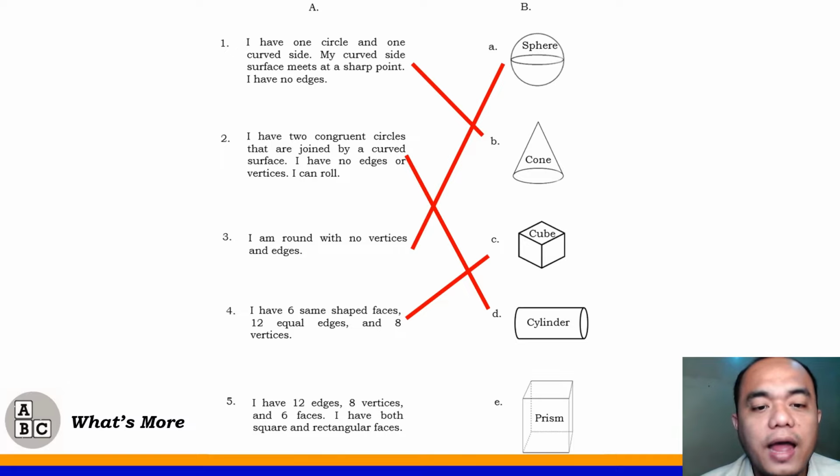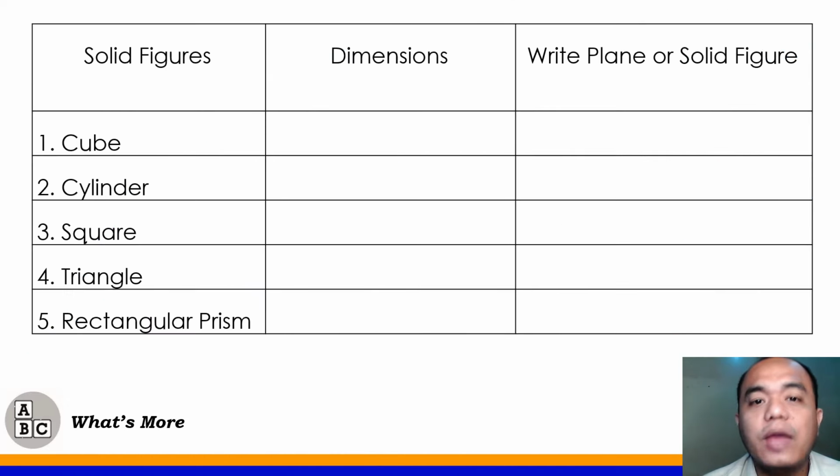Next, number 5. I have 12 edges, 8 vertices, and 6 faces. I have both square and rectangular faces. So obviously, that's prism. It's letter E. Next is, we have to complete the table. We will give the dimension and we will identify if this figure is a plane or a solid figure.